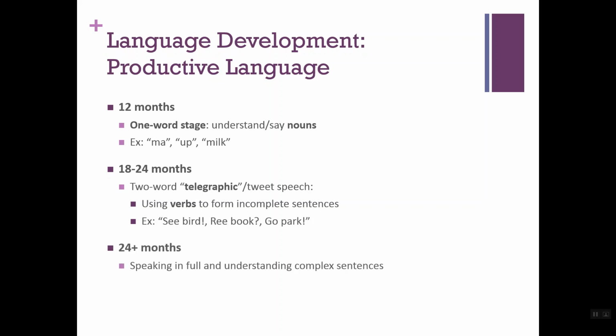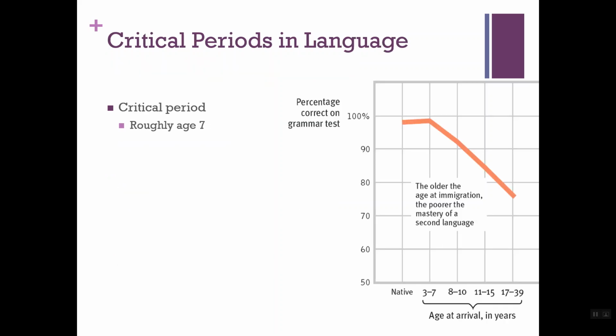At 24 months and beyond, then they start to speak in more full and complete sentences and understand these more complex sentences. And of course, then that gradually gets better over time. Okay, so that's what's going on with language development. So we've kind of talked about this before with Jeannie. If you all remember Jeannie the Feral Child in California, we'll revisit that.